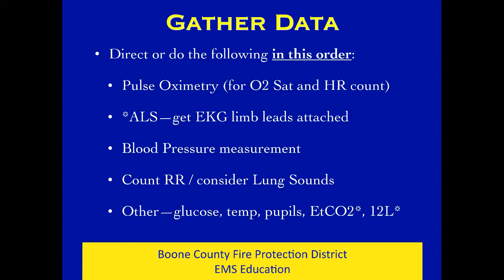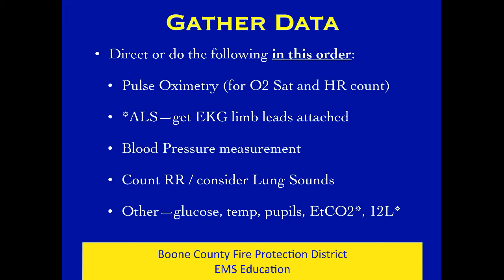Then medics would want the limb leads attached, and they would not want a 12 lead here. They would want limb leads first. To come in and do a 12 lead first is silly. Then you need that blood pressure measurement. Then you need an actual respiratory rate count. Consider those lung sounds, and then add other stuff in. If a glucose is appropriate or a temperature is appropriate, maybe a pupil check's appropriate. That other data happens right here. So this is the gathering of data.